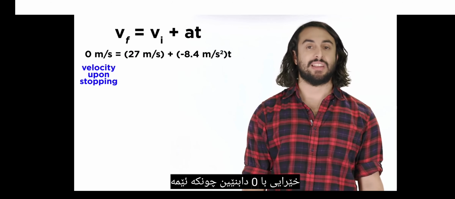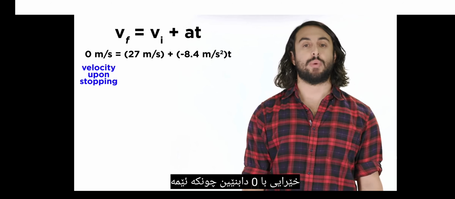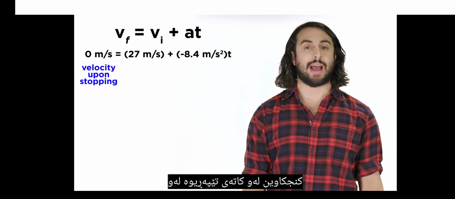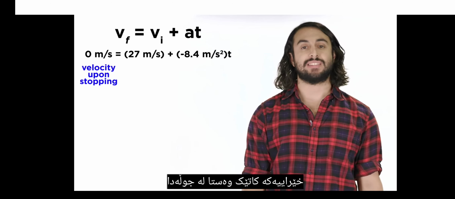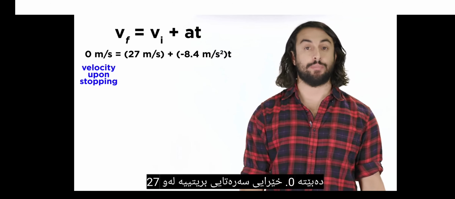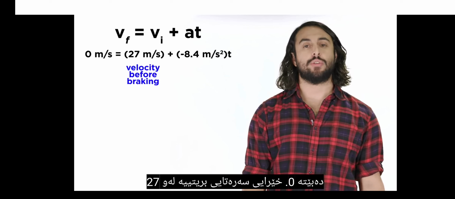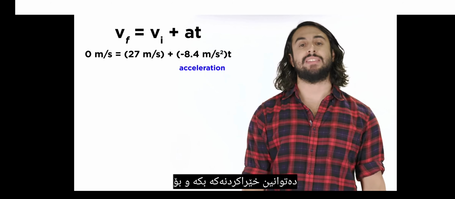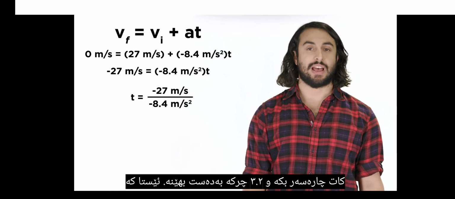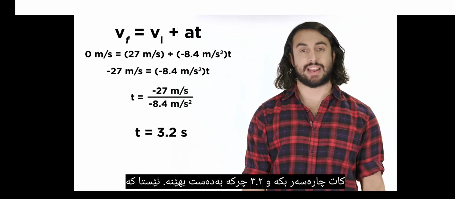For velocity, let's plug in 0 because we are curious about the time elapsed at the moment that the car stops moving, and the velocity when it has stopped moving will be 0. The initial velocity is the 27 meters per second we mentioned, and we can plug in the acceleration, solve for time, and get 3.2 seconds.